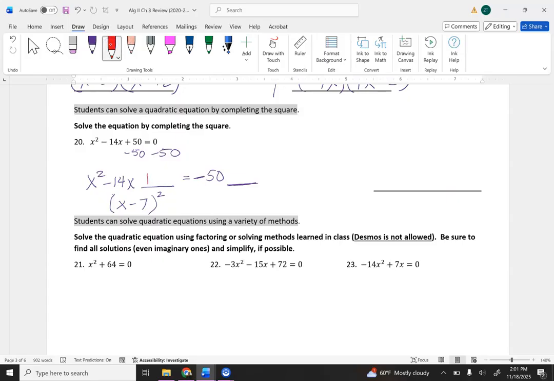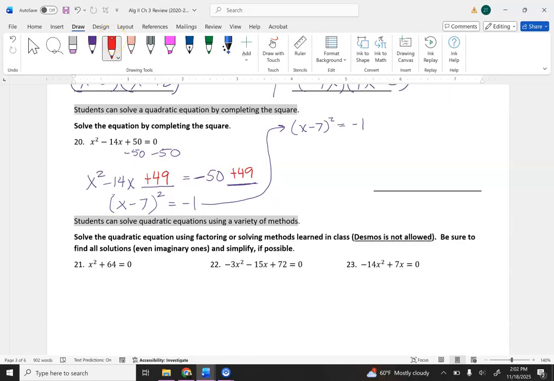So negative 7 times negative 7 means we would need to add a 49 here. To balance out the equation, we would need to add a 49 over here as well. And that's going to be what allows us to factor this out to x minus 7 squared. Now we have to combine the negative 50 with the 49. That would leave us with a negative 1. The whole point of completing the square is to get it into this form that we just got. So we have x minus 7 squared equals negative 1.